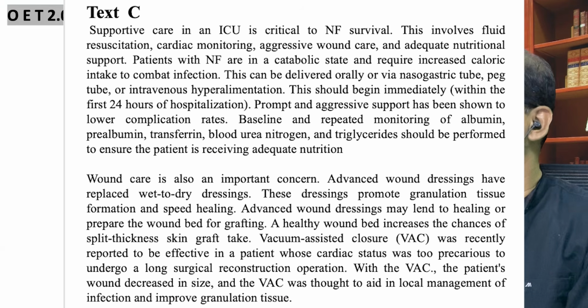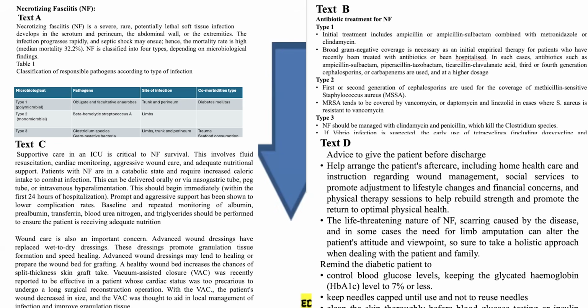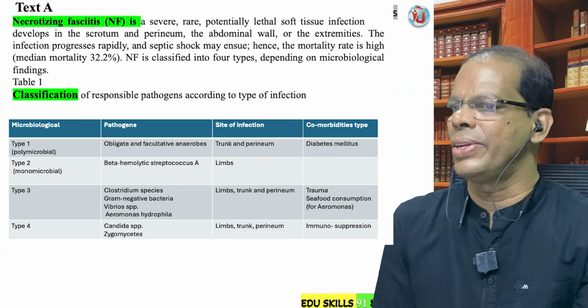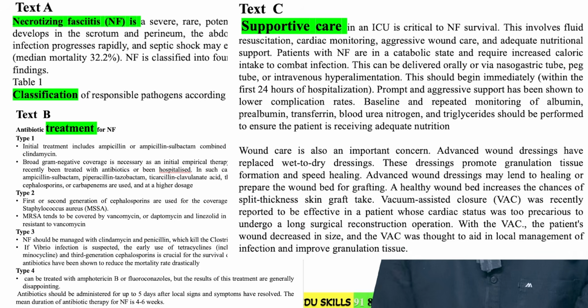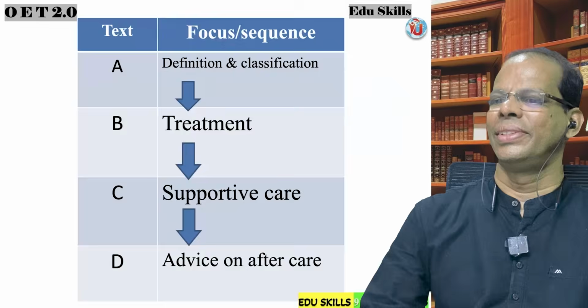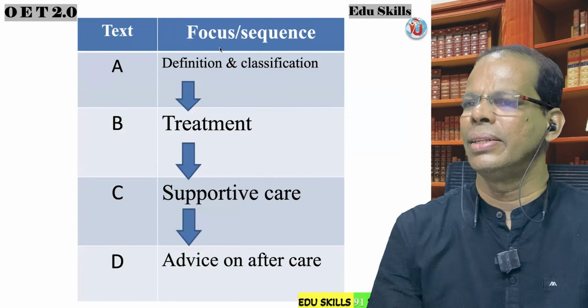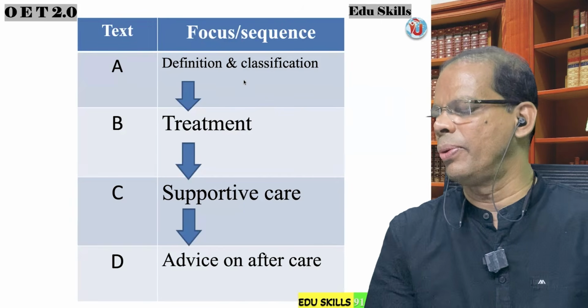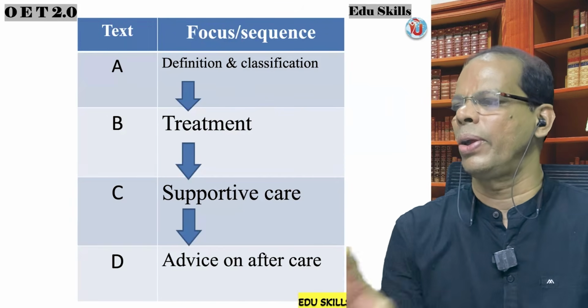Just write down these things. Text A, definition or description, whatever you want to call it. These are just for your convenience, for your understanding. Anything you can write. Definition and classification. Text B, treatment. Text C, supportive care. Text D, advice on aftercare. These are the 4 texts, one theme. So text A, definition and classification. Even if you write description instead of definition, no issue, because we are not bothered about the scientific difference between definition and description, only for your understanding.